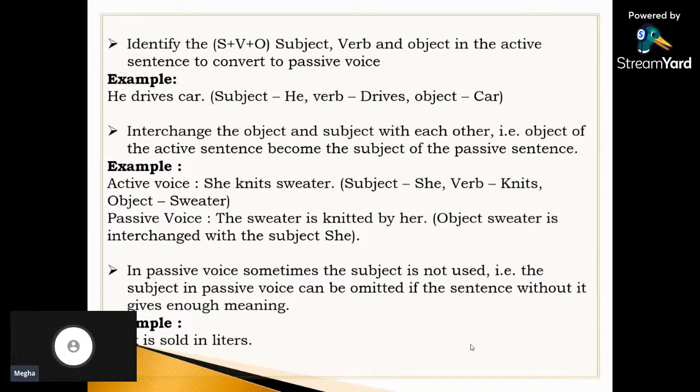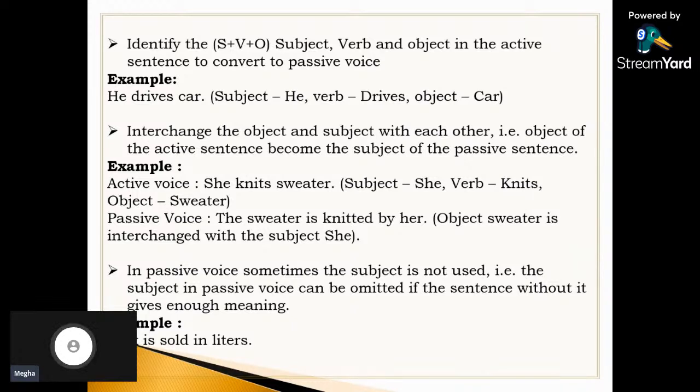So there's one more example. In active voice, she knits sweaters. So the subject here is she, knits is the verb, and sweater is the object, correct? So in passive voice, the sweater is knitted by her. See how the position of subject and object has been interchanged, correct? So that is how you have to convert from active to passive voice.